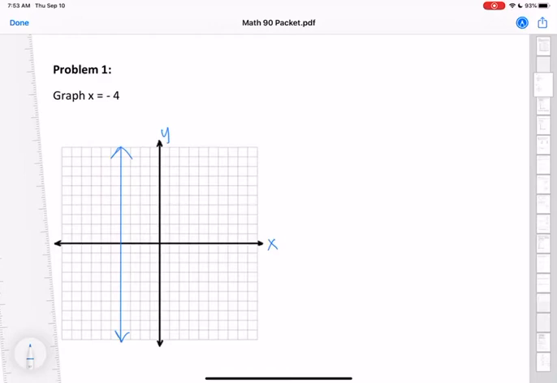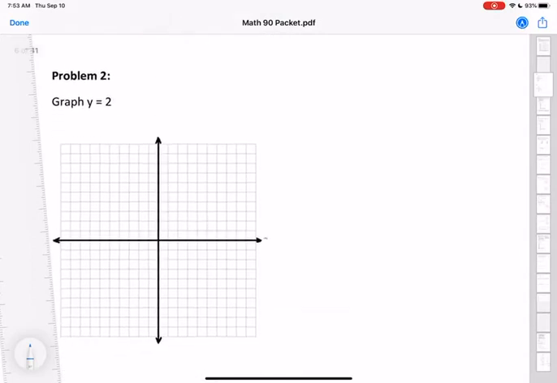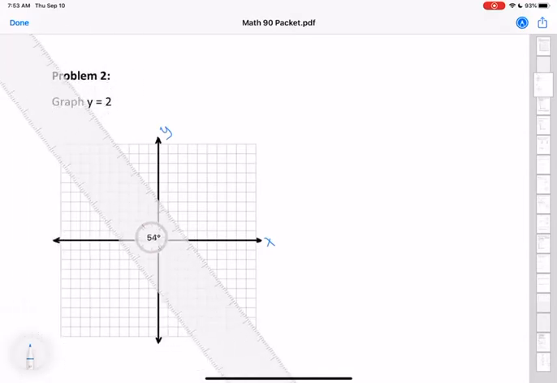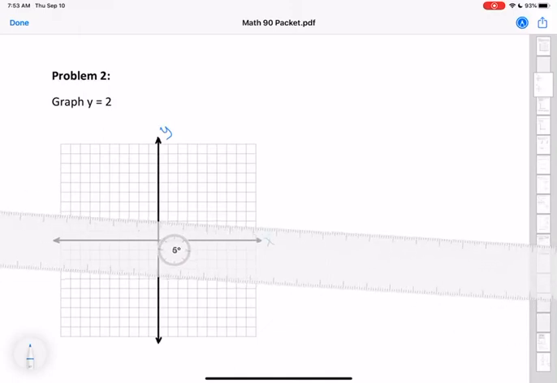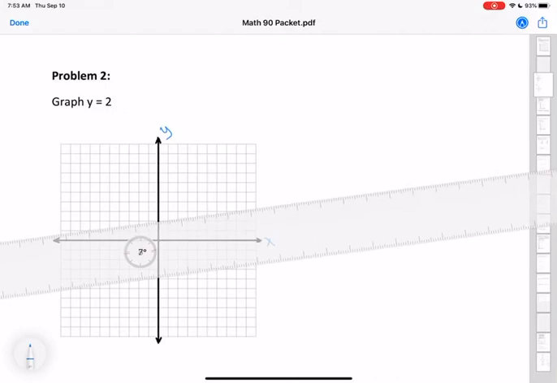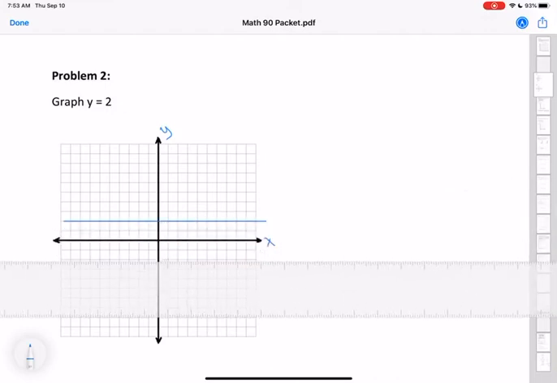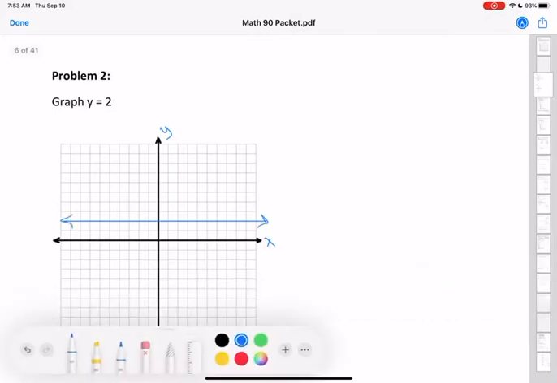All right, awesome. Next one, y equals 2. So remember, this is the x, this is the y. And anytime we have y equals something, it's just that number, it's a horizontal line. So I'll go up to, it's positive 2, right? Yeah. So let me get to 2. And put arrows on the ends. And that one's done. Awesome.